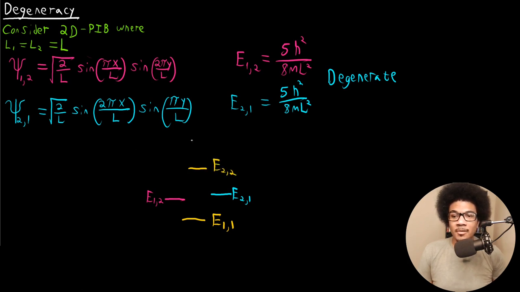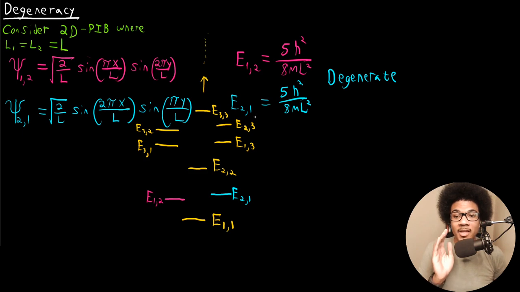But then at the next level, you would have another degeneracy. You would have E31 and E13 at the same level. And then at the next level, you would have E32 and E23. And then above that, you would have E33. And then you can just imagine this going up and up and up. But basically, at each level, you're going to have these degeneracies.